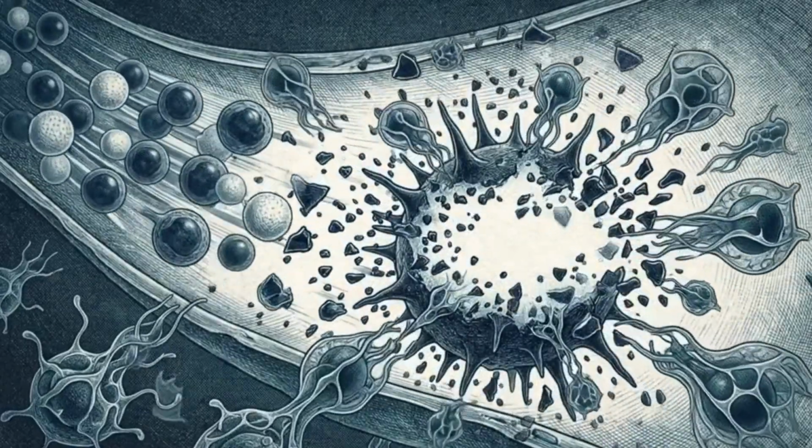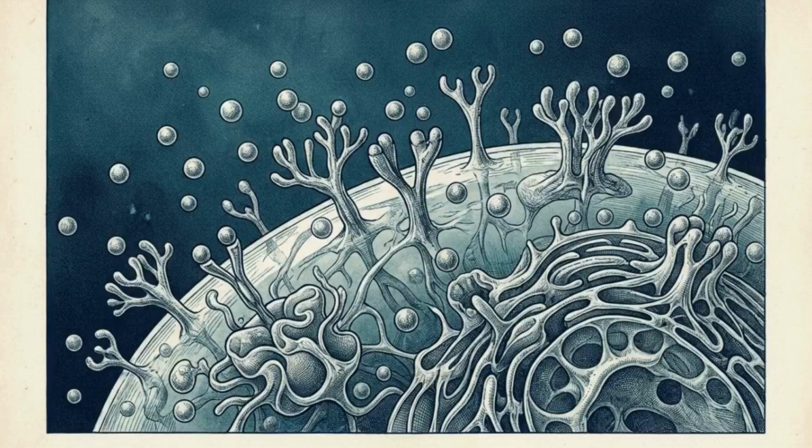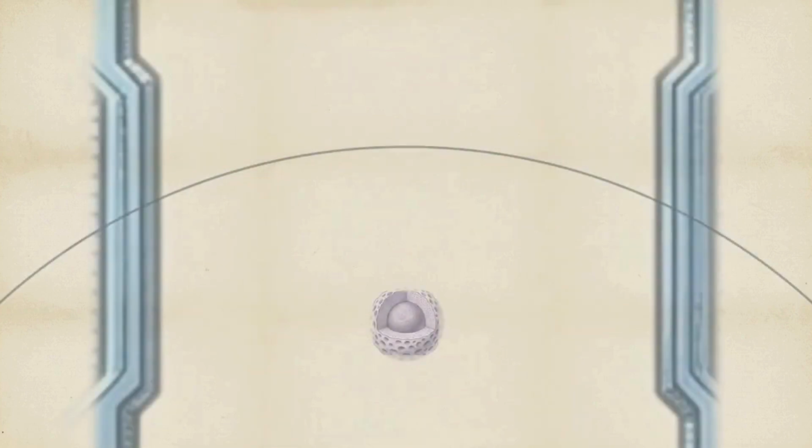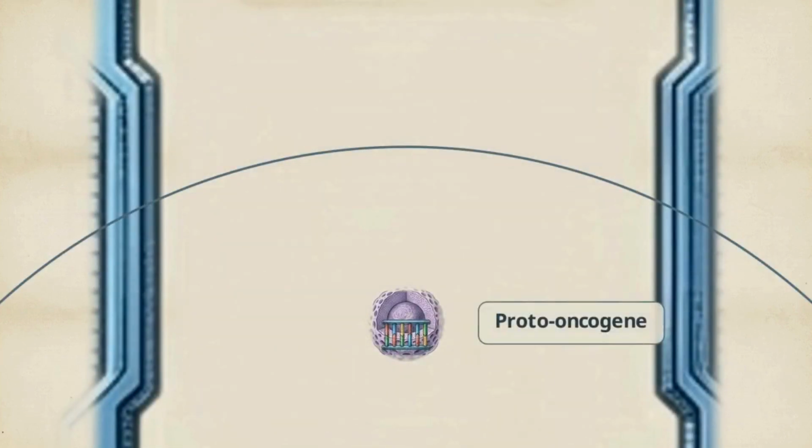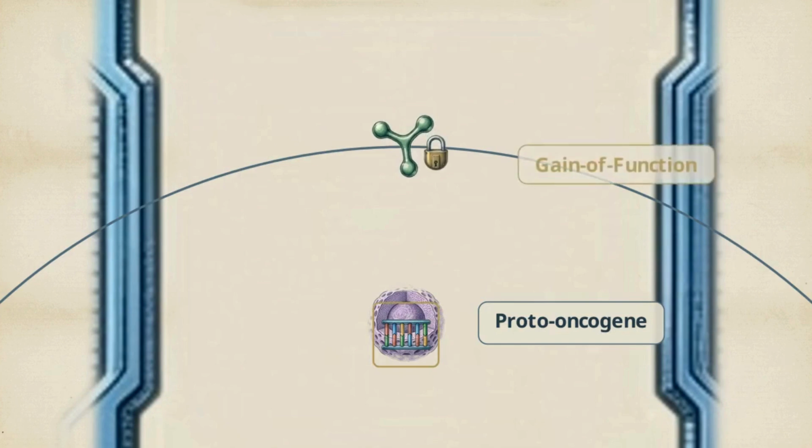For a cell to turn cancerous, it must first hijack the body's natural growth signals. In a healthy state, growth is mediated by proto-oncogenes, sequences that produce the proteins required for regulated cell division. A single mutational event can alter the protein structure, causing it to lock into a permanently active state. This transformation is a gain-of-function mutation. The result is an oncogene.